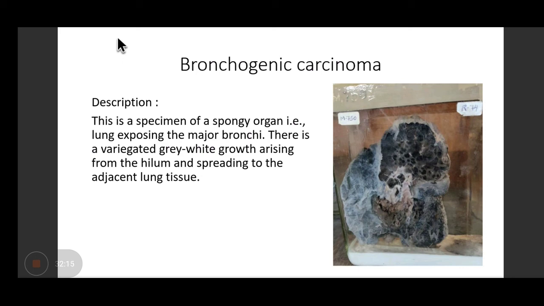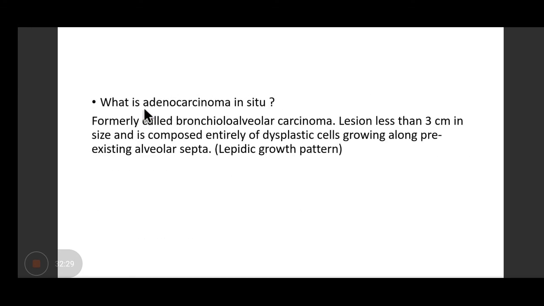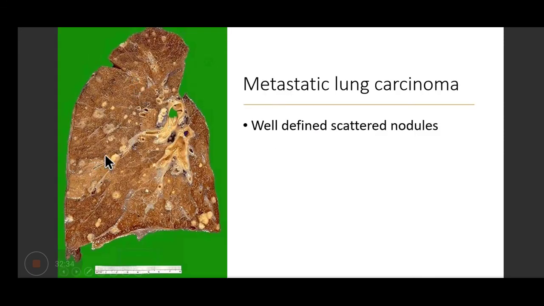Then you will describe the cut section. In the cut section, you see a growth which is variegated in gray white, and it is just adjacent to the hilum. After bronchogenic carcinoma, on microscopy you should know what you see in adenocarcinomas, squamous cell carcinomas. All these questions you'll have to memorize. But the difference between bronchogenic and metastatic lung carcinomas on gross is very important. Then classification of bronchogenic carcinomas, very important.